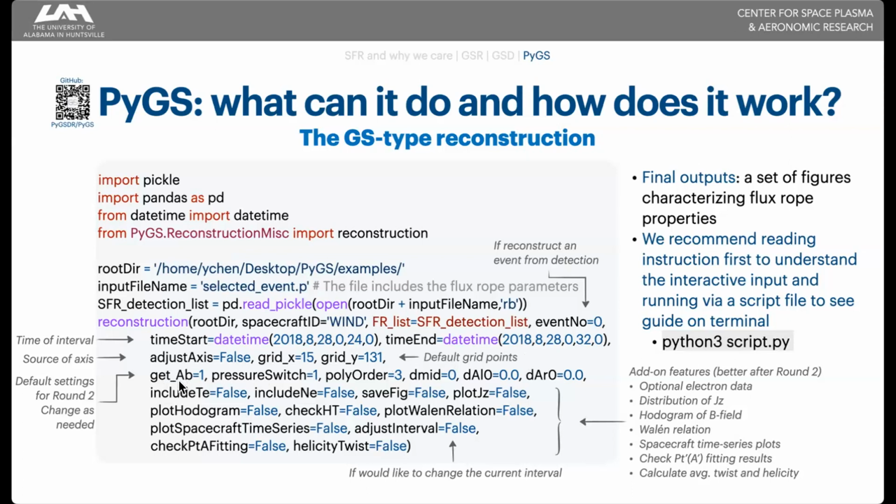Then the first row is default settings for round 2, which can be changed as needed. By the way, this reconstruction has to be run twice to get the final result. The last 4 rows are add-on features. They can be turned on if some features are necessary.